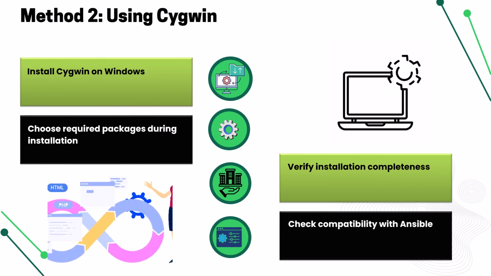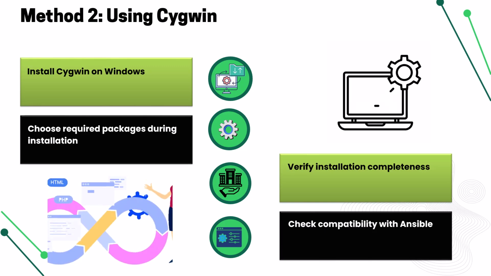If you're a Windows user and Ansible feels like an exclusive Linux club, fear not, Cygwin is here. First, install Cygwin. Think of it as your Linux and Windows toolkit. Pick the right packages, because nobody likes missing pieces. Verify everything's installed properly. And finally, make sure Ansible and Cygwin are best friends. Trust me, getting them to cooperate is half the battle.